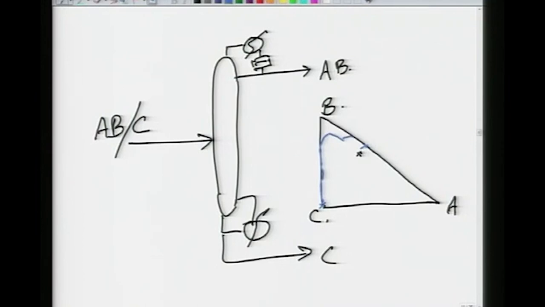Okay. Well, this is my rectifying profile. The green is my rectifying profile, the blue is my stripping profile. So, this is the stripping profile, and the green is the rectifying profile.